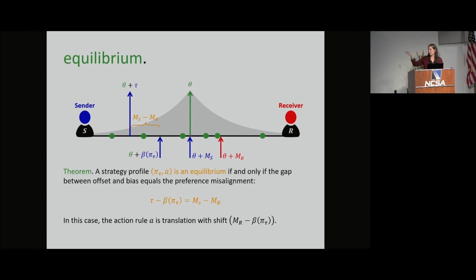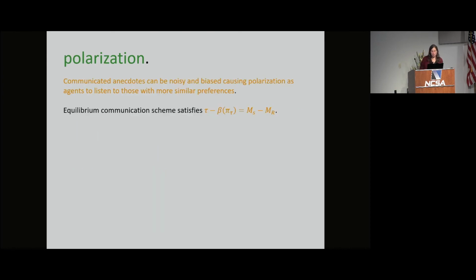So I'm not going to prove this theorem for you. We derive some best response functions. You can look at it in the paper. What I think is more interesting here is that there are some comparative statics that fall out of this characterization that I find pretty fascinating. So let's look at that formula, right? We know that this preference misalignment should equal this gap between the target and the bias. So if we fix the number of anecdotes that are available to the sender, as I have throughout the talk so far, then one thing to notice is that as the preference misalignment grows, right?